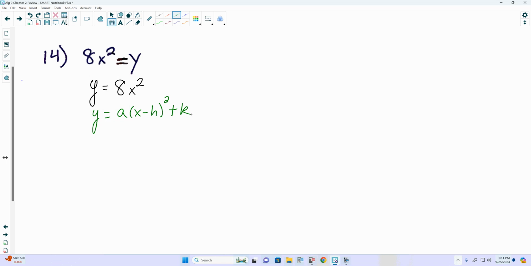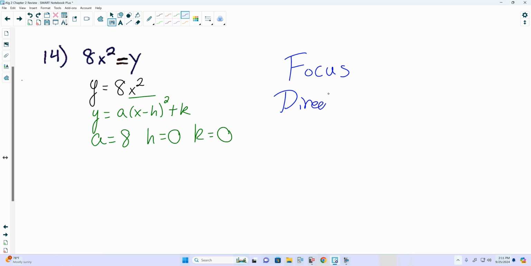Now to find what we need, the focus, directrix, axis of symmetry, we need the values of h, k, and p. The equation tells us a, h, and k. Well, a in our case is 8. H, is there a set of parentheses for h to be? No, so h is 0, and k is 0. That's part of the reason it's not asking for the vertex, because vertex h comma k is 0 comma 0. Focus. Directrix.